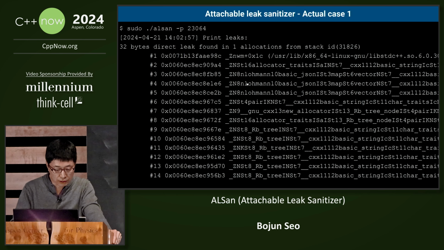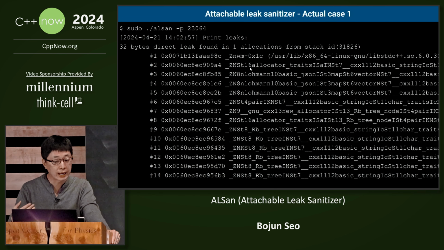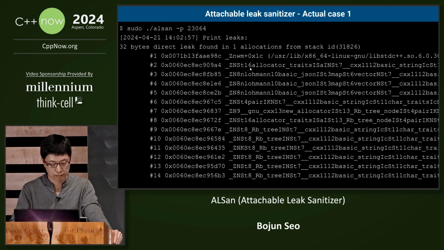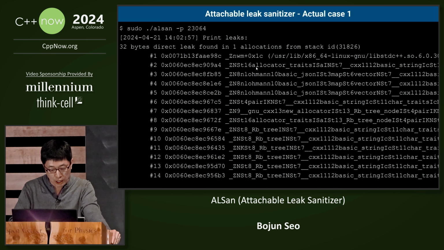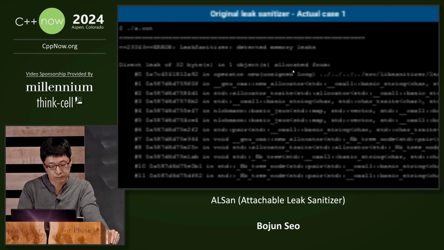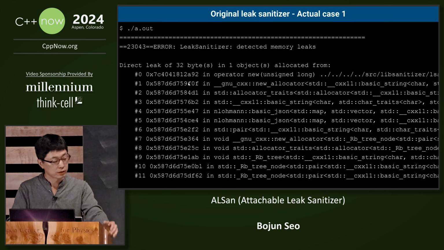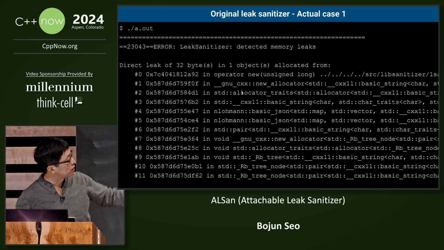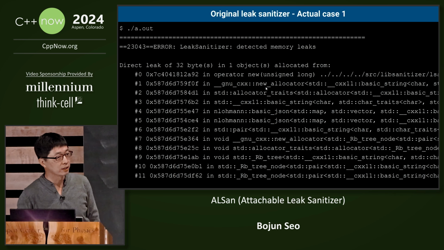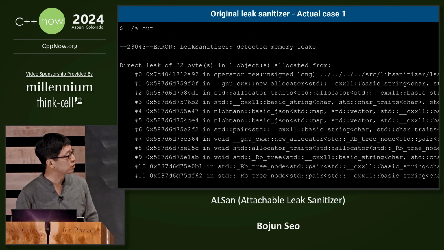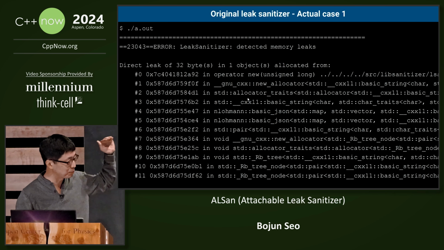It either didn't apply that missing core chain patch. So here you can see that allocator traits, and it is right. It should actually be new allocator, but in Attachable LSan it is showing this one from here.